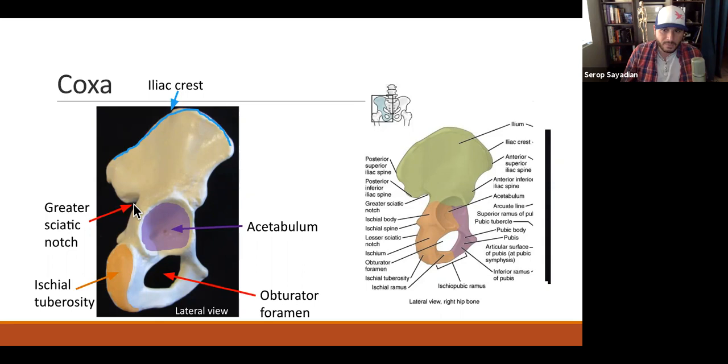Have you ever heard grandma complain about her sciatica, the pain that runs down her butt into her legs? That's the sciatic nerve running through that sciatic notch.